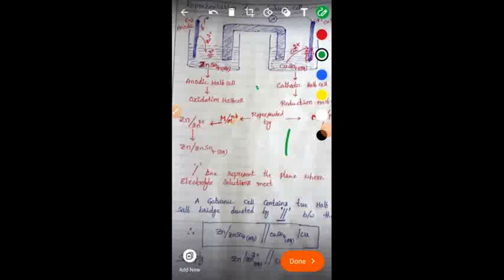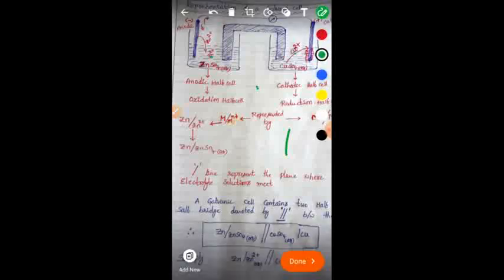About the construction of a galvanic cell. Today we are going to discuss the representation of a galvanic cell. So this is a galvanic cell. Here I have shown the construction of the galvanic cell.